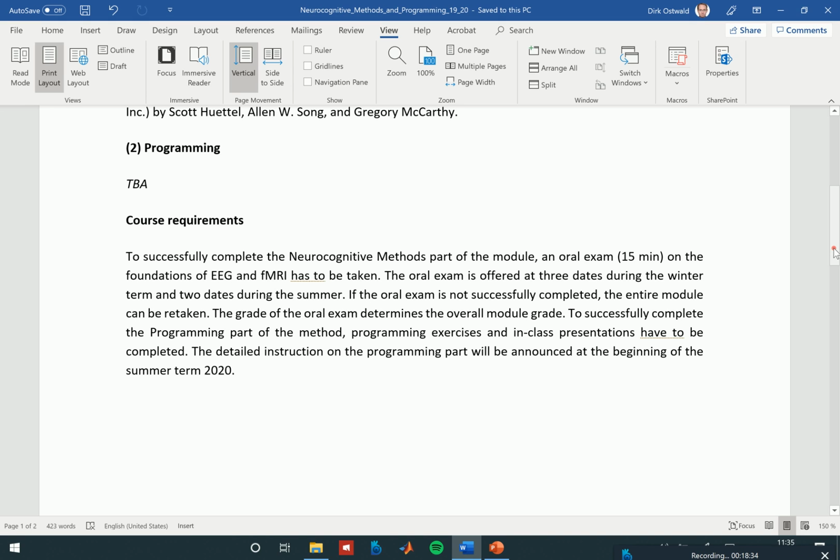But what do you have to do for neurocognitive methods? You will have to pass an oral exam. And this oral exam will also be the basis of your mark for the neurocognitive methods and programming module. Essentially what you do in programming will count towards your active participation, but will not be graded. What will be graded is your performance in the oral exam. The oral exam will take roughly 15 minutes.